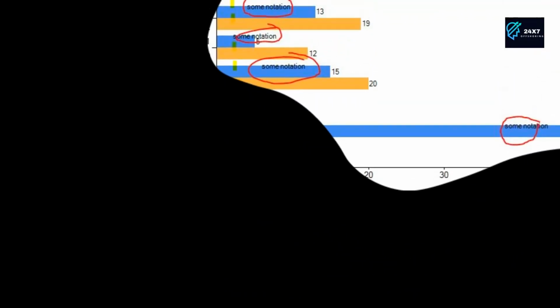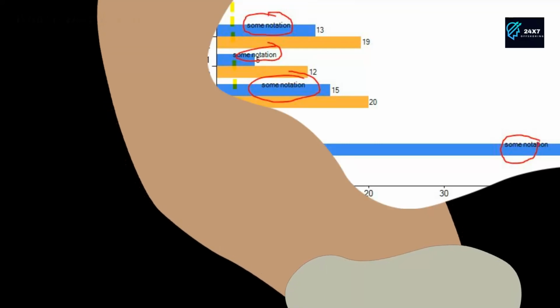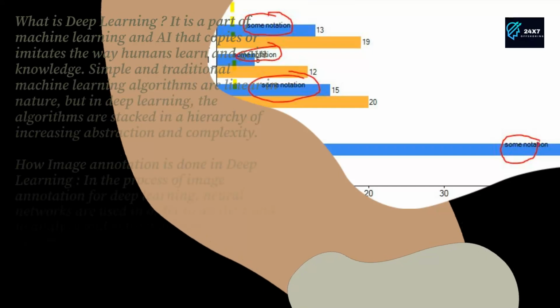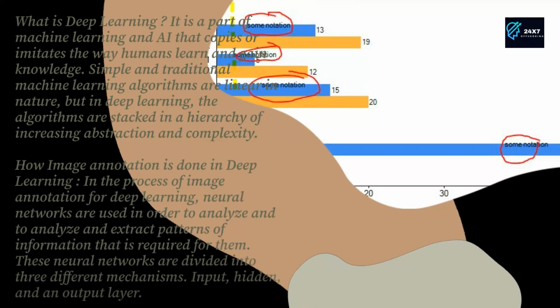Now, let us discuss deep learning. What is deep learning? It is a part of machine learning and AI that copies or imitates the way humans learn and gain knowledge. Simple and traditional machine learning algorithms are linear in nature, but in deep learning, the algorithms are stacked in a hierarchy of increasing abstraction and complexity.